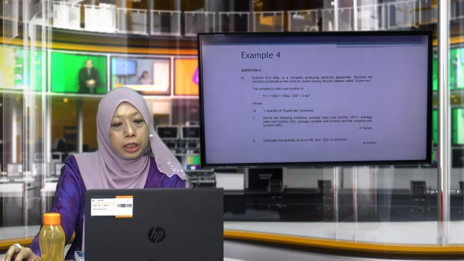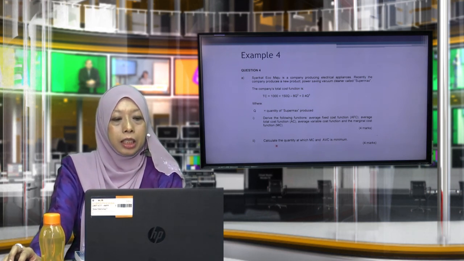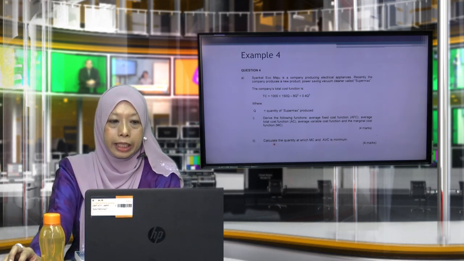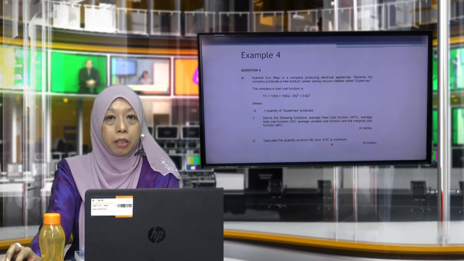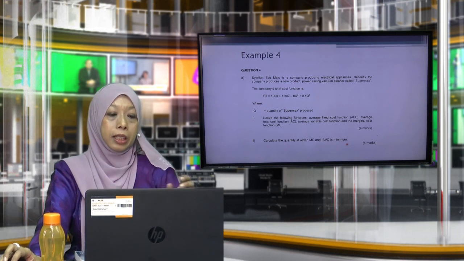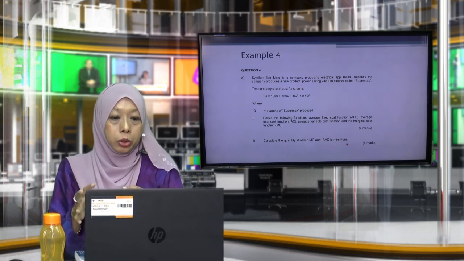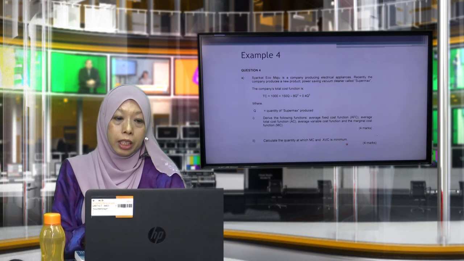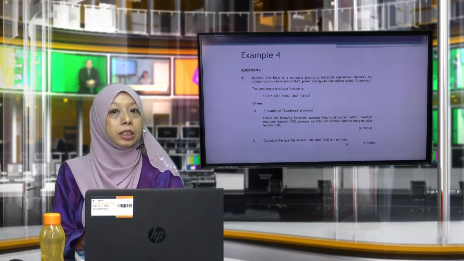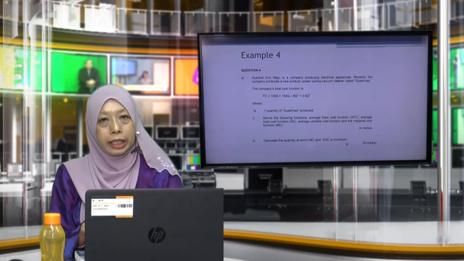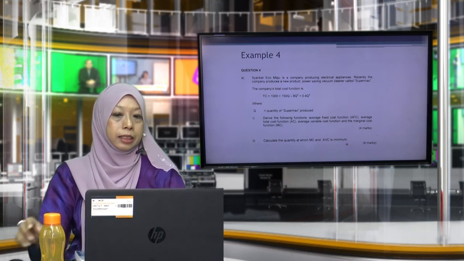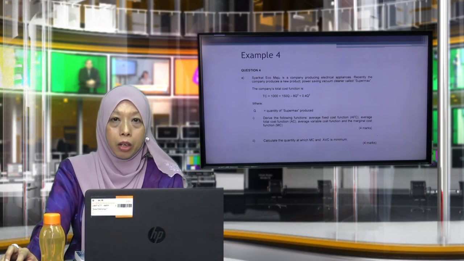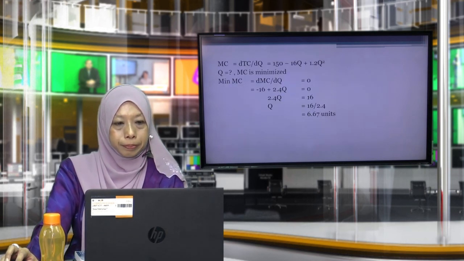Now, let us proceed with the last question. The last question wants you to calculate the quantity at which marginal cost and average variable cost are minimum. So this question requires you to calculate 2 things. One, the quantity where marginal cost is minimized. Another one is the quantity where average variable cost is minimized. Okay, so let us look at how we answer this question.